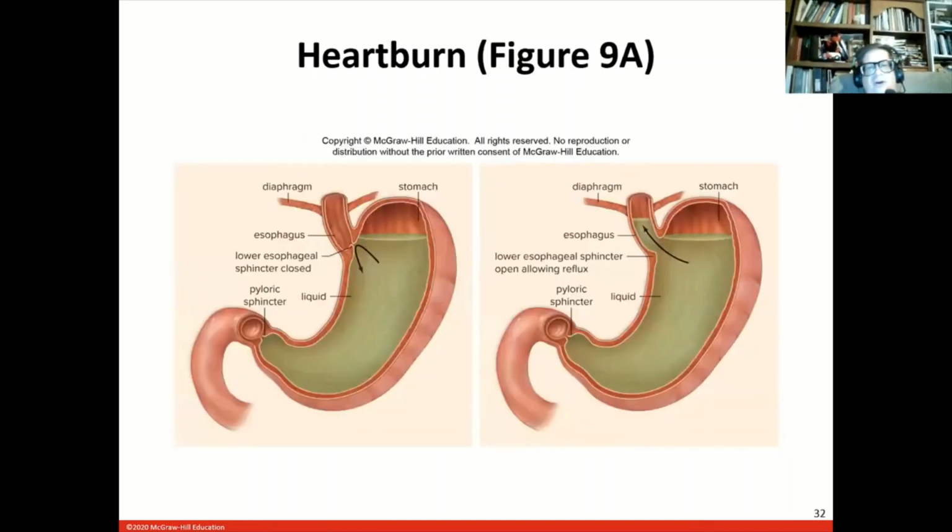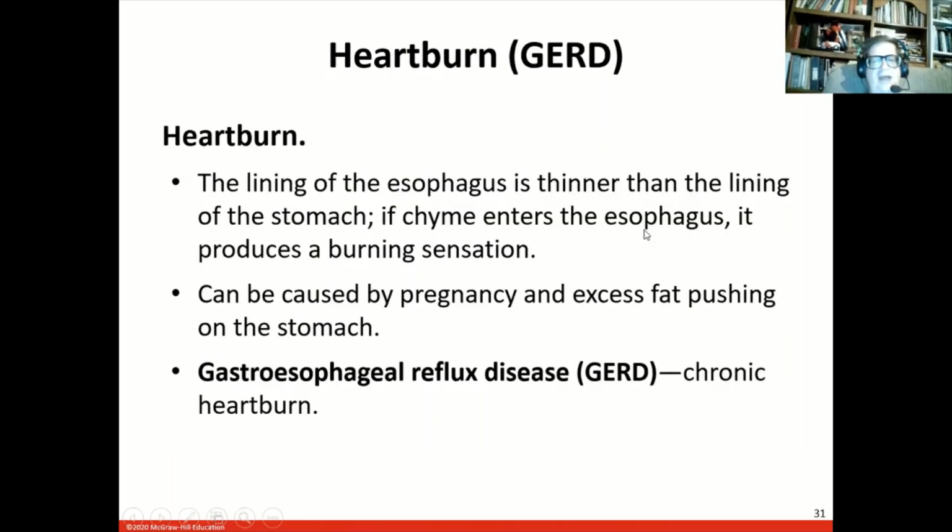All right, so here we have a picture of normal where the sphincter is closed, and heartburn where we are pushing the chyme up into the esophagus past the sphincter, and this part of the esophagus is getting eaten by acid. I do want to add one other thing.